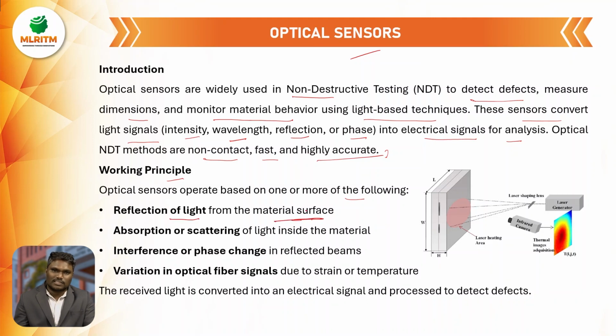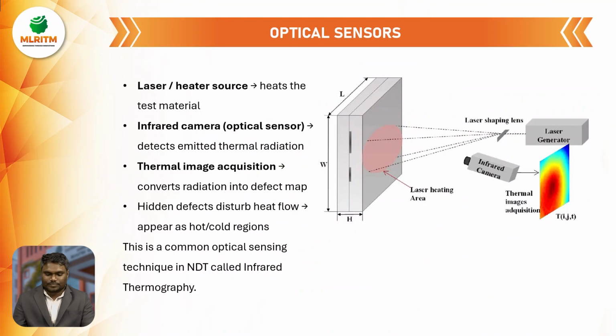Whatever light is reflected here, the inspection is done due to that reflection of light. This involves absorption and scattering of light inside a material, and interference or phase change in the reflected beams, and variation of the optical fiber signals due to strain or temperature. The received light is converted into an electrical signal and processed to detect the defects in the materials.